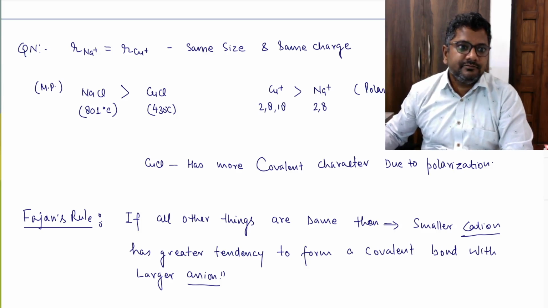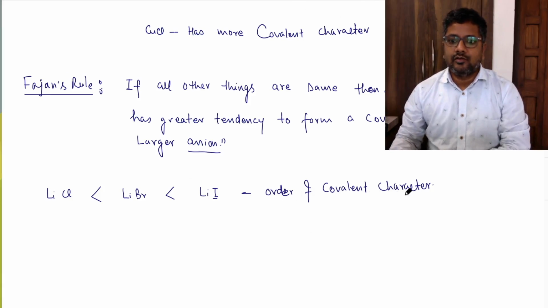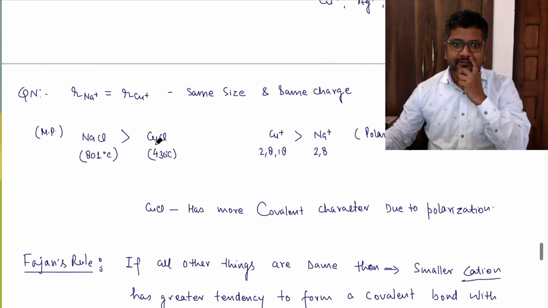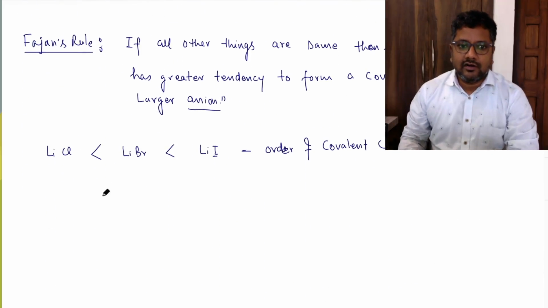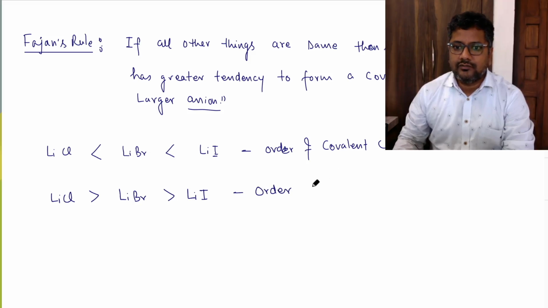Okay, good. Well, see, this is the order of covalent character. The covalent character is maximum in lithium iodide. In the same manner as in the previous case, you can arrange them in the order of melting point as well. So the lithium chloride has the highest melting point, then lithium bromide, and then lithium iodide. So this is the order of melting point.